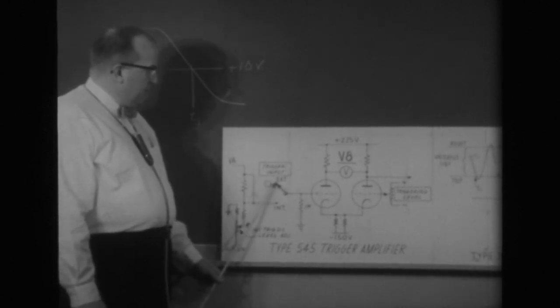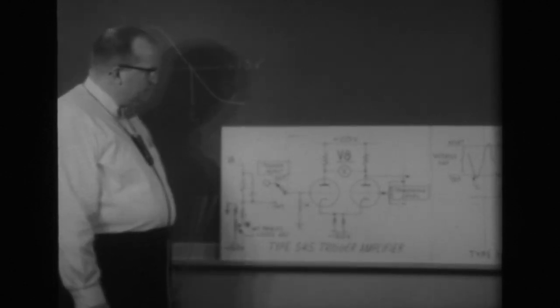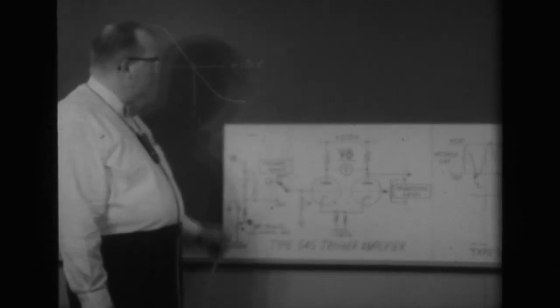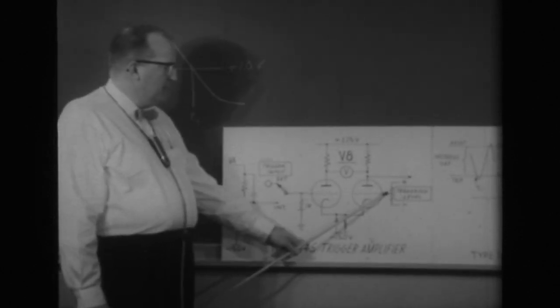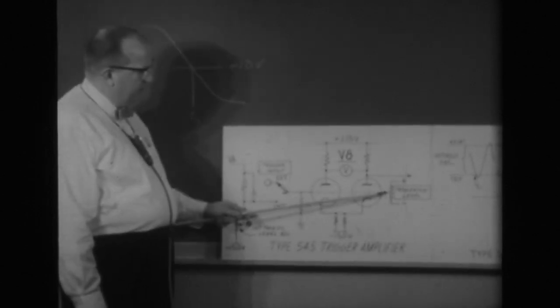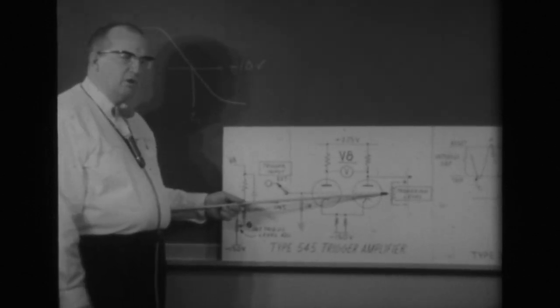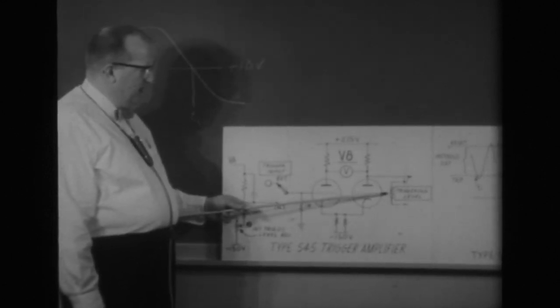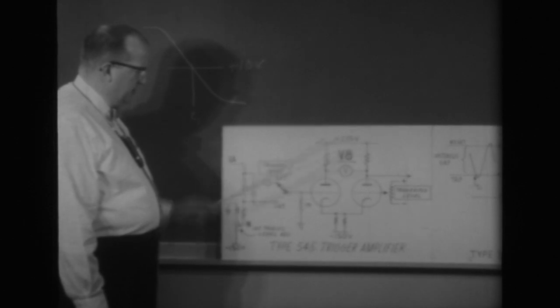Feeding external trigger information into the trigger amplifier, we have seen that we can choose the level where triggering will take place, and that the level choice will be determined by where you have set the triggering level control and established a DC voltage for the right-hand grid.